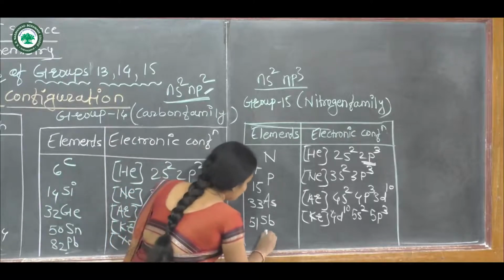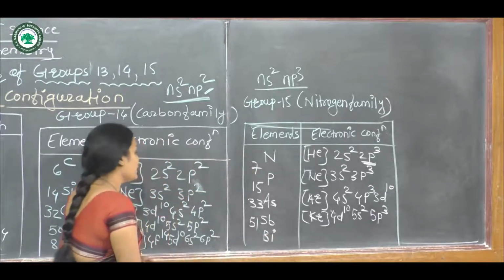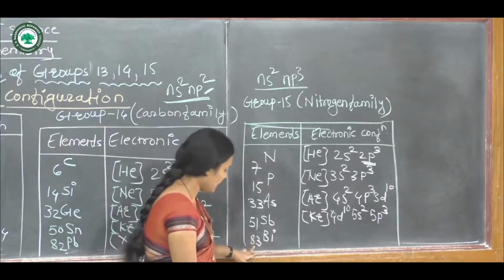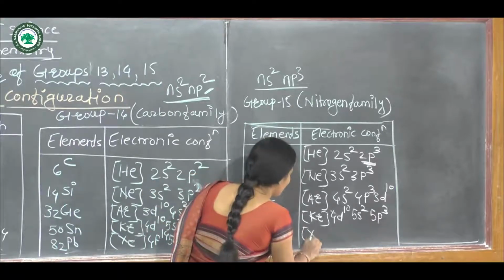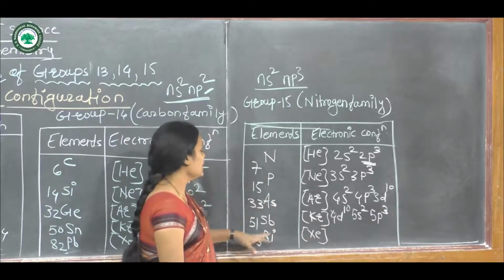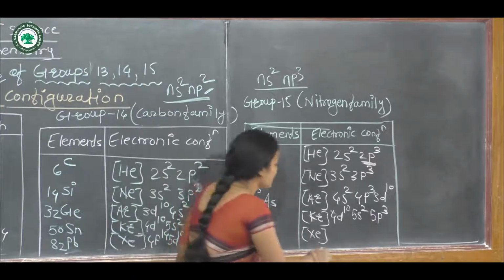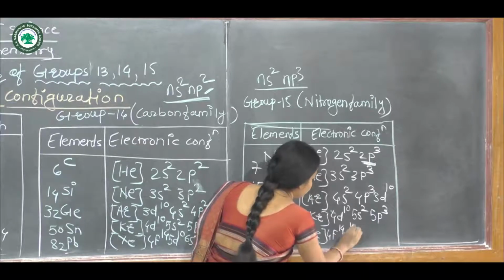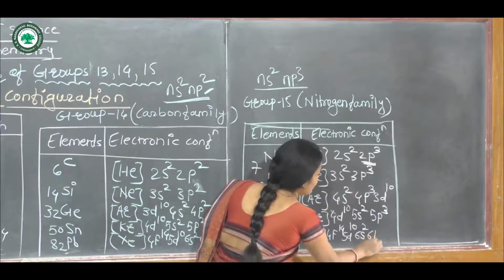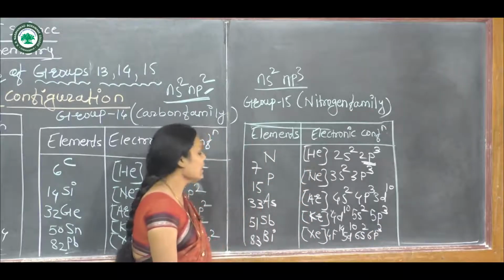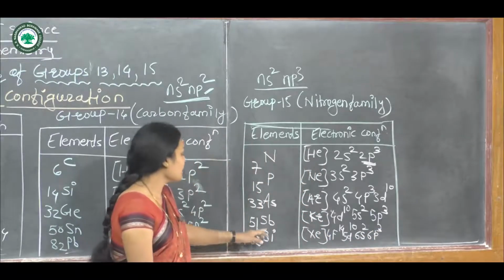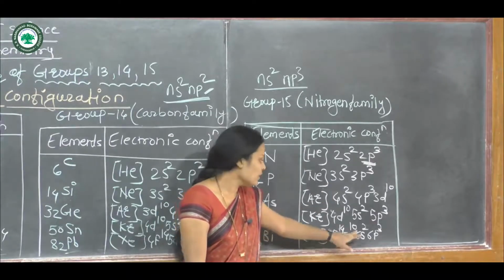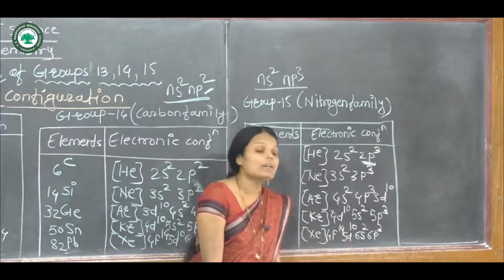Now in that family, the last element is bismuth, Bi, and its atomic number is 83. It's represented by xenon. Its electronic configuration is 4f14, 5d10, 6s2 and 6p3. This is the electronic configuration of bismuth, atomic number 83. Xenon is represented by 4f14, 5d10, 6s2 and 6p3.